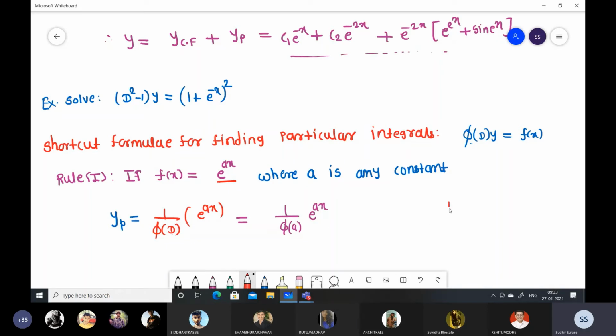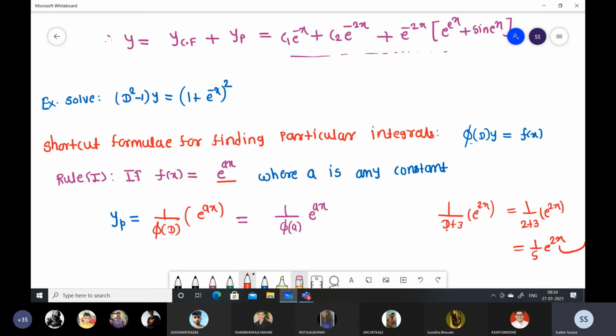For example, if you have 1 upon (D plus 3) e to the power 2x, you came across this term and you don't want to use the general method, like e to the power negative 3x outside and the integral of e to the power positive 3x into e to the power 2x dx. Instead of that, you can directly substitute the value of D as this constant 2. So this will be 1 upon (2 plus 3) e to the power 2x, that is simply 1 upon 5 e to the power 2x. This is the particular integral.